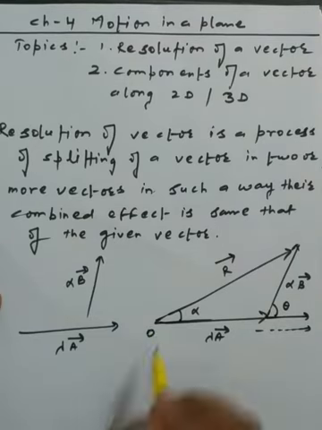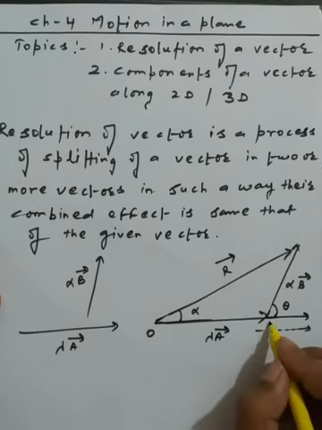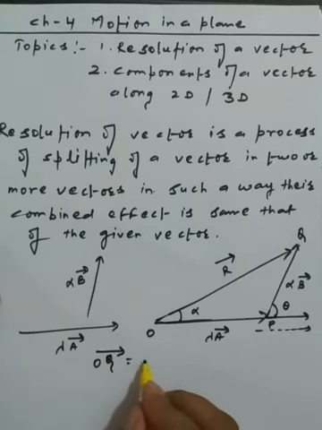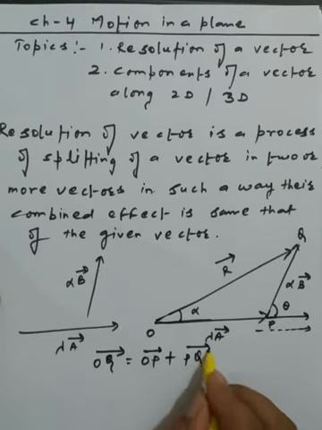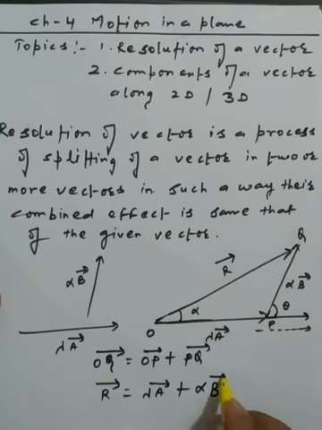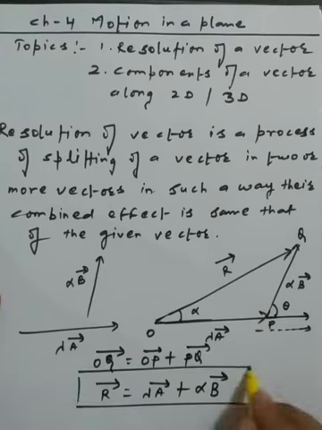I am naming the triangle portions O, P, and this is Q, and simply we can write the OQ vector as the OP vector plus the PQ vector, students. I am simply using the triangle law of vector addition here. Now the OQ vector is called the vector R, and it equals lambda A vector plus alpha B vector. So this is the simplest representation of the resolution of a vector.